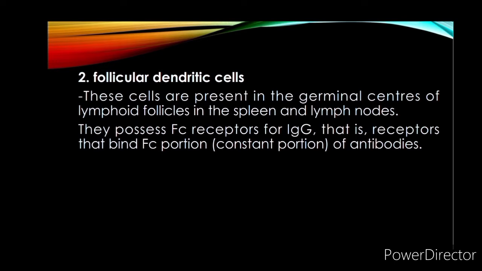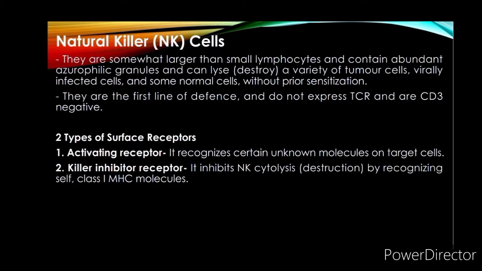Next one is the natural killers. So they are somewhat larger than small lymphocytes and contain abundant eosinophilic granules and can lyse or destroy a variety of tumor cells, virally infected cells, and some normal cells without prior sensitization. So both in human and domestic animals, they comprise 10% to 15% of peripheral blood lymphocytes. So NK cells do not express TCR and are CD3 negative.